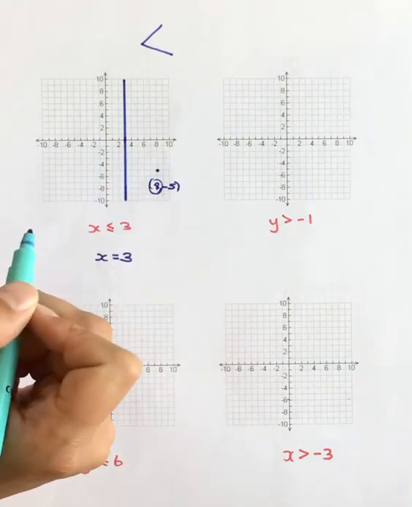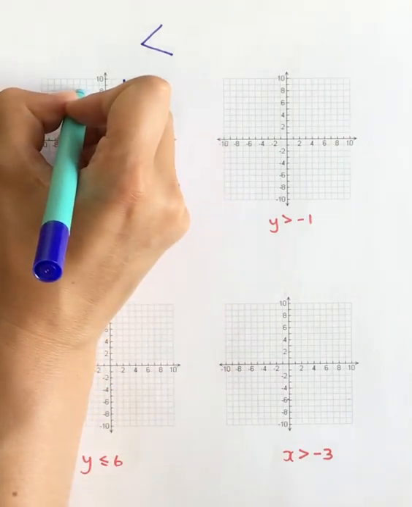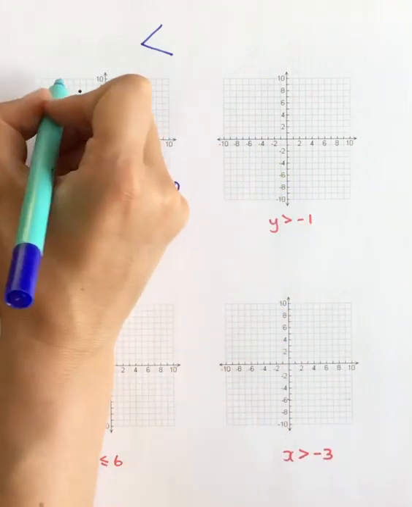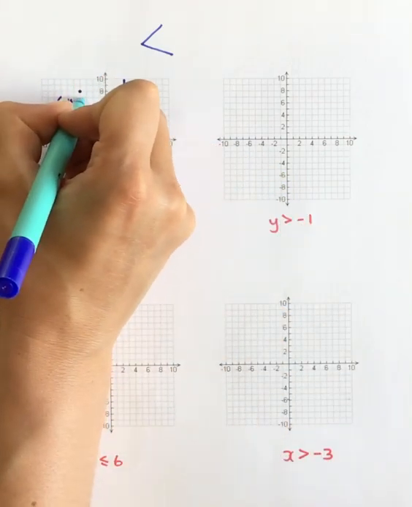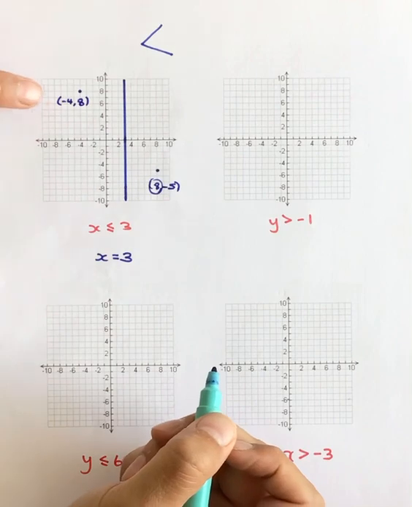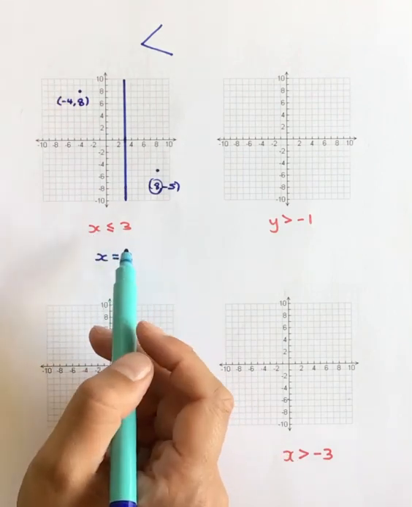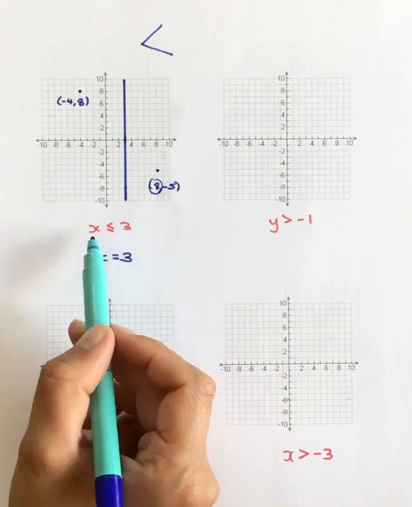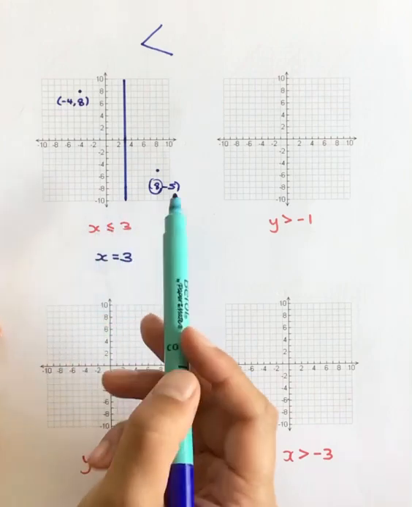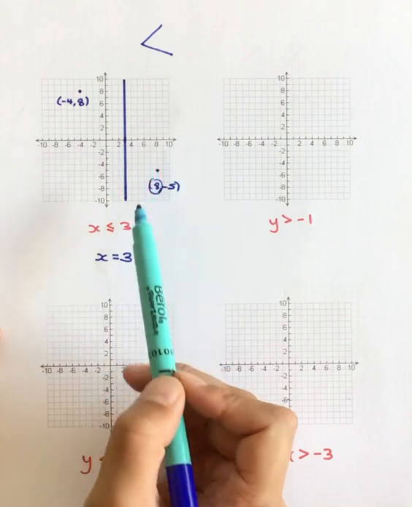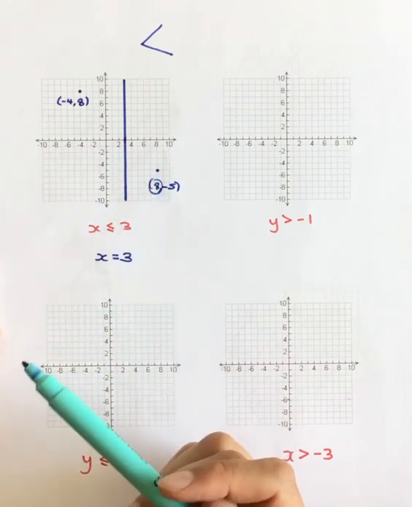But if I look on the other side of the line, this point here has coordinates -4, 8. So the x coordinate is -4, that's smaller than 3. So the left-hand side of the line is where the x coordinates are smaller than 3, and the right-hand side of the line is where the x coordinates are bigger than 3.